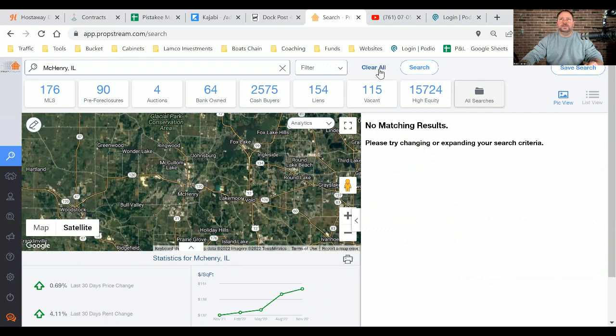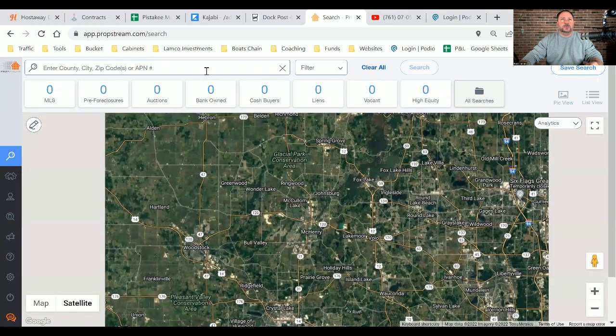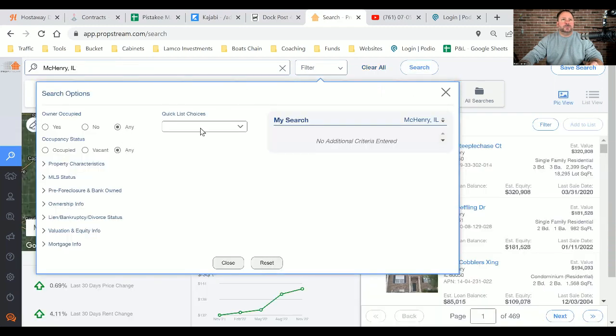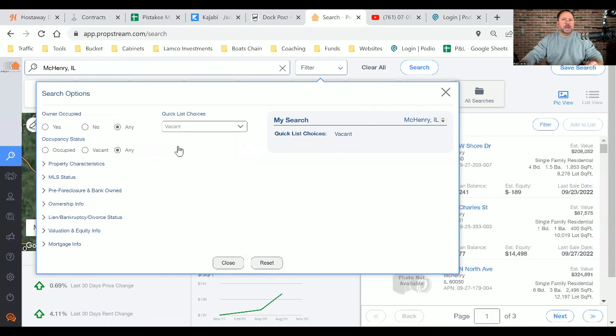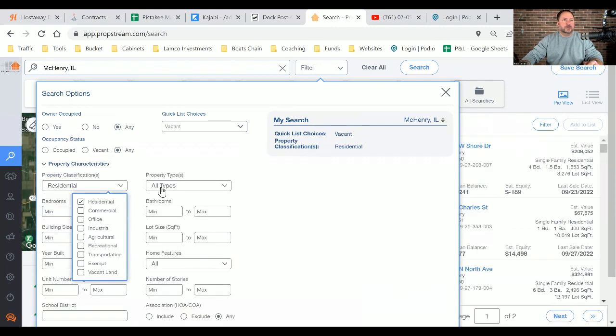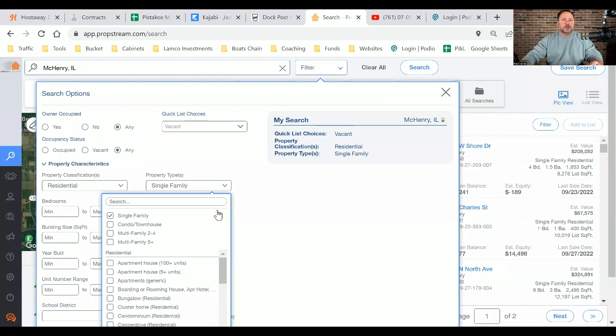No vacant properties. Let's clear this. Let's just make sure that we're getting a good take on this. It's hard to believe there's no vacant. Sorry, I clicked vacant land. That's why. All right, let's go through this again. This is live and uncut.